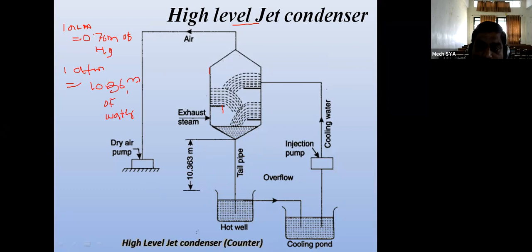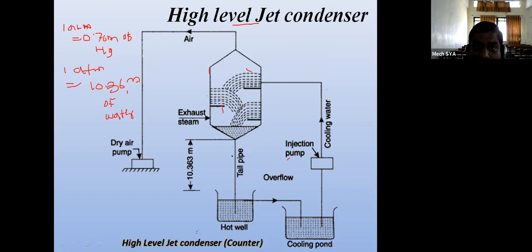Now here, from the cooling pond, we have to fetch the cooling water up to a height of 40 feet, and directly it will not come. So one pump is required, the cooling water pump, here called the injection pump. This pump will help to take the water from the cooling pond to this condenser vessel. But in the low level jet condenser, this pump was not required, and there a condensate extraction pump is required.